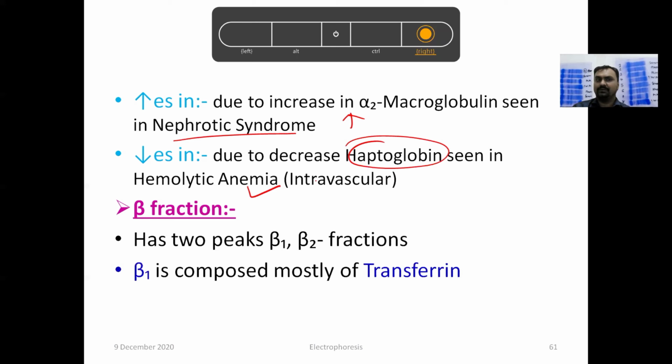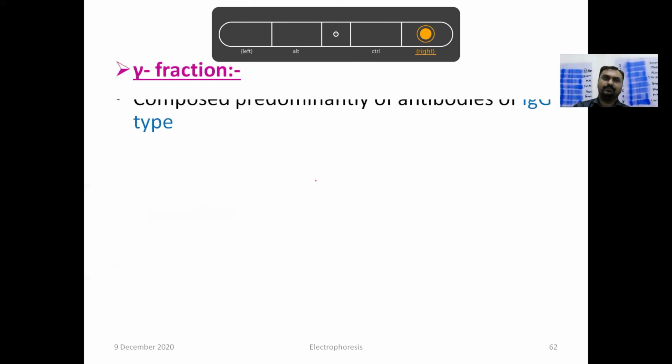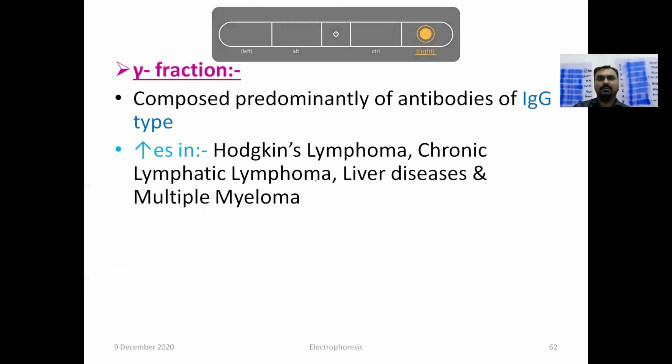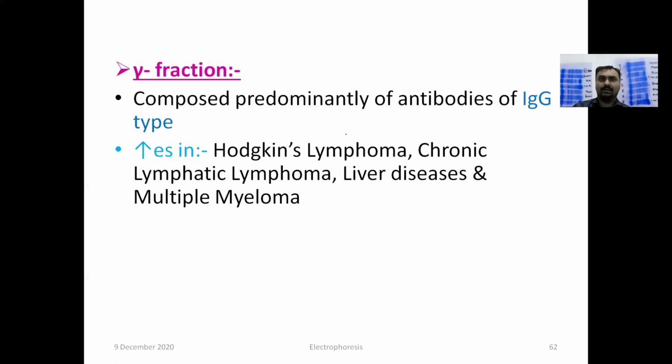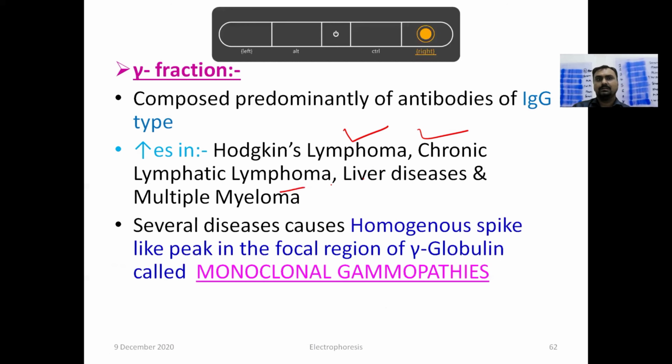The beta fraction is beta 1 and beta 2. Beta 1 is transferrin, beta 2 is beta-lipoprotein. The gamma fraction is mainly immunoglobulin. It will be increased in chronic disease, blood malignancy like lymphoma, leukemia, or liver disease, or multiple myeloma.